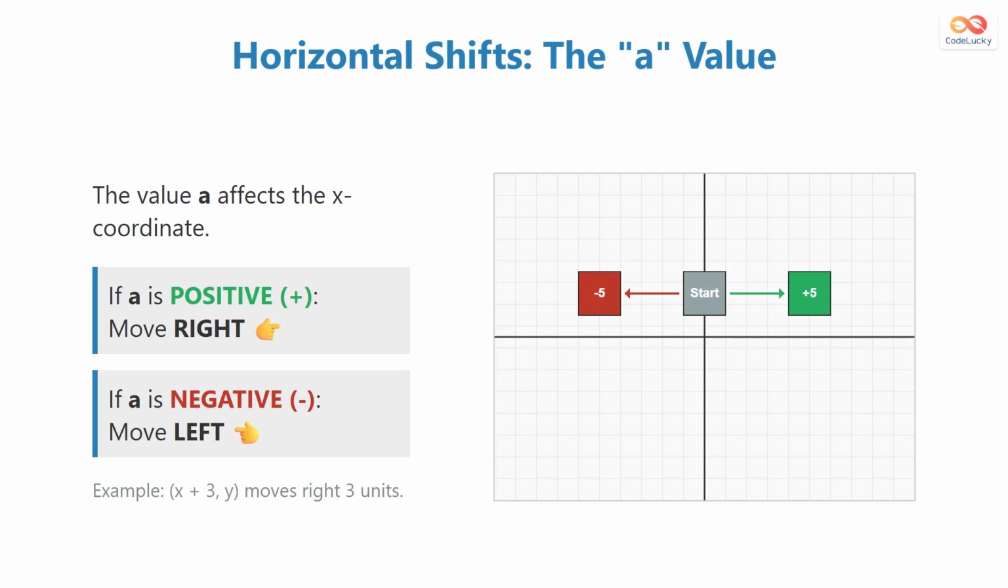Let's look closer at the a value. This controls horizontal movement. If a is a positive number, we slide the point to the right. If a is a negative number, we slide the point to the left. For example, x + 3 means moving right 3 units.